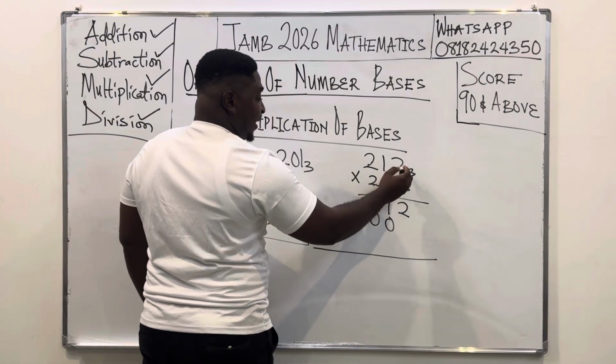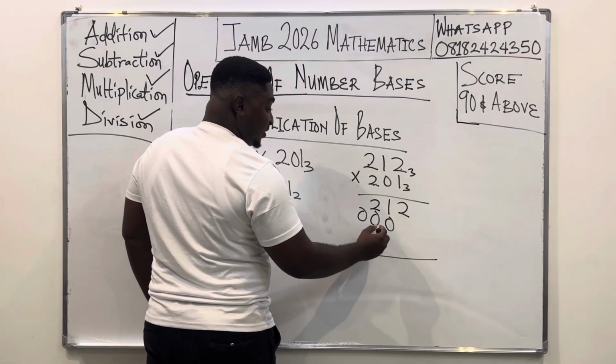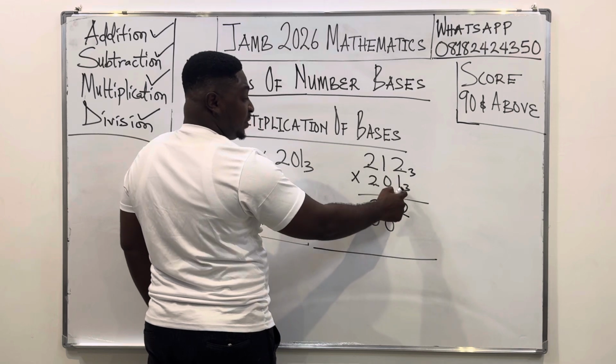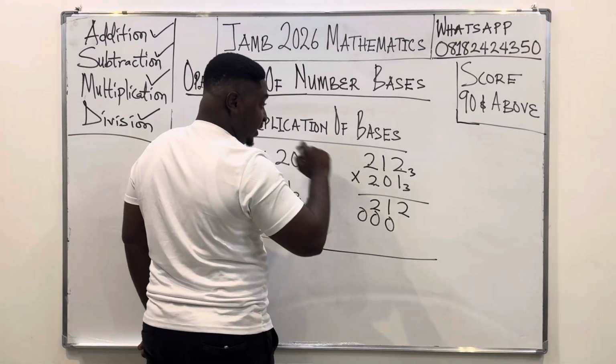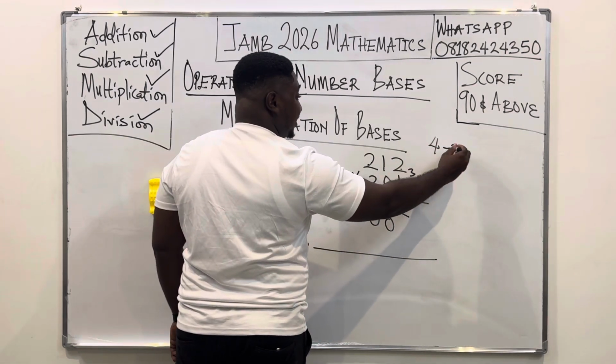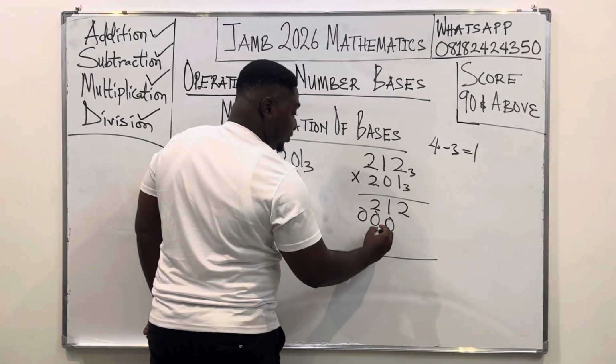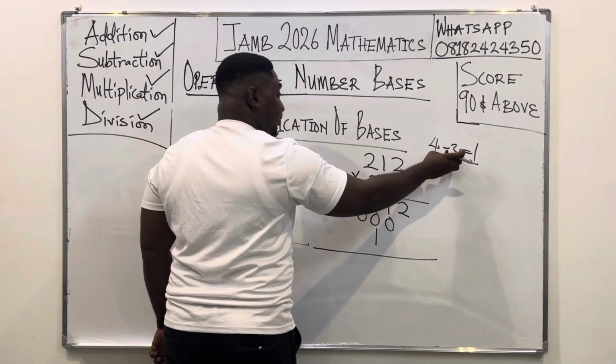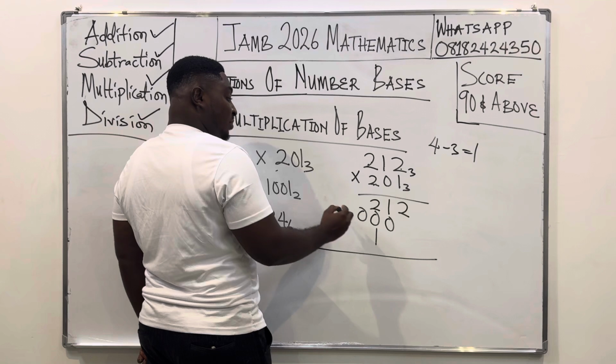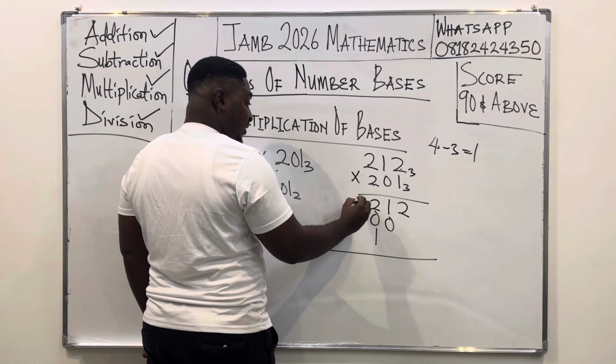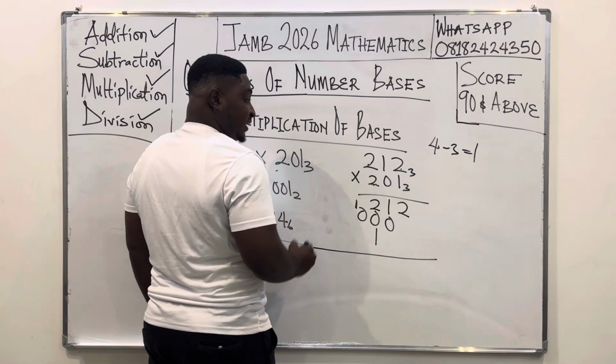So 2 multiplied by 2 is 4. But we cannot write 4 here. Why? Because we're dealing with base 3. So what we're going to do now is say 4 minus 3 is 1. So it's 1 we're going to write here. But that 3 we've minused, when it moves to this side, becomes a 1. So expect a 1 here. Now let's continue our multiplication.